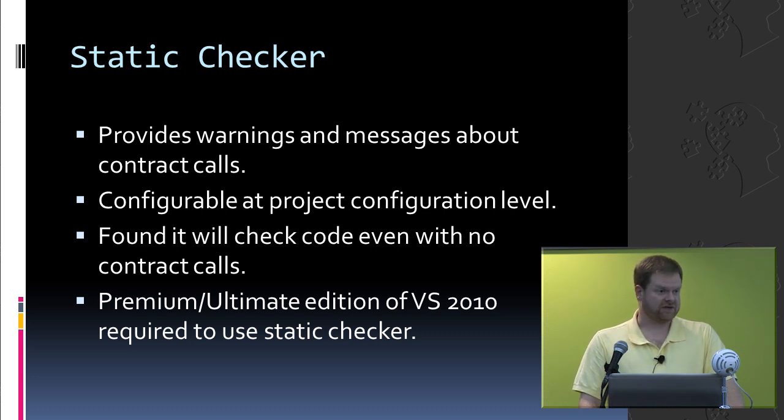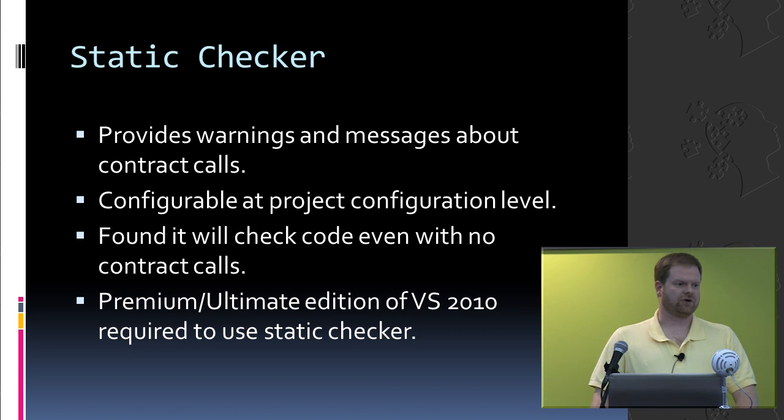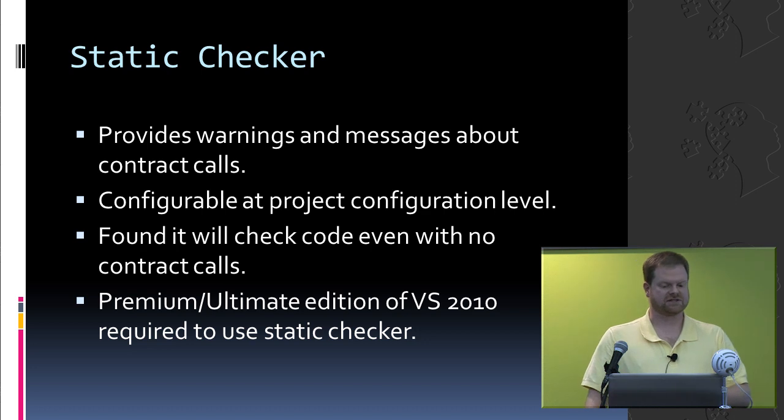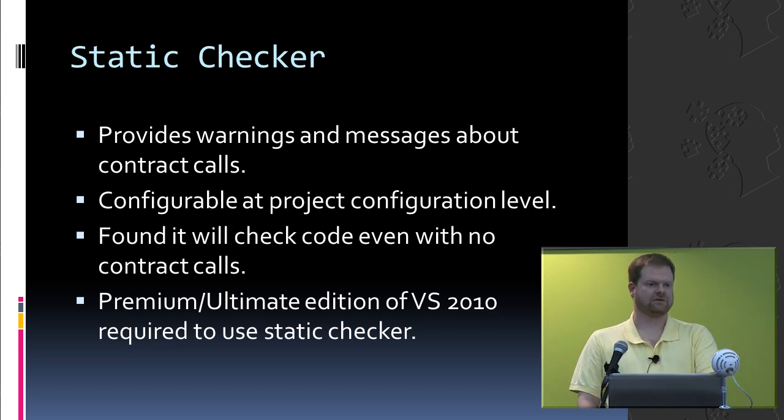The nice thing about the static checker and the runtime checker is they are configurable at the project configuration level. So normally you have a debug and release, and in some cases you may have created some of your own configurations for your projects. These settings are configurable at each of those different levels. So at the debug level, you can turn on all the options and have it take forever to compile, and when you get to release, you can just turn everything off and run with it.